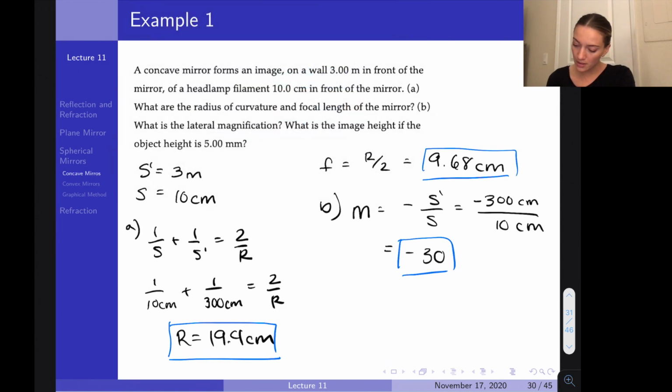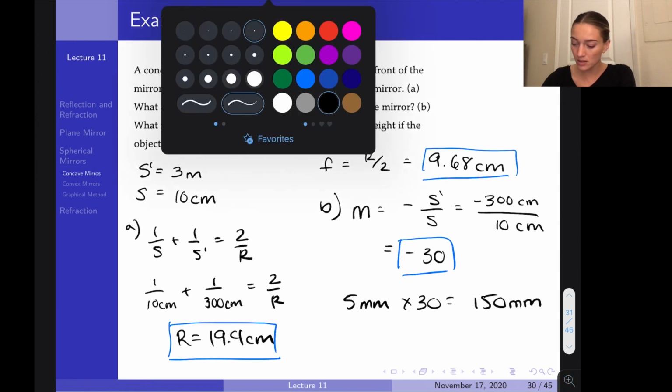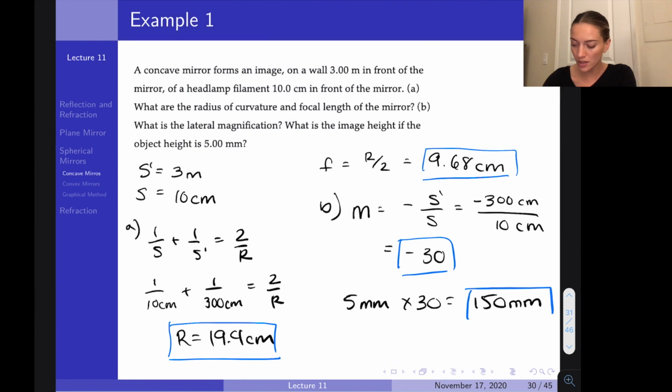So then, what is the lateral magnification? What is the image height if the object height is 5 millimeters? The actual object we're looking at is 5 millimeters, but we know that it's magnified 30 times. We said it's 30 times as big. So we just multiply this by 30, and we get 150 millimeters. And then it's inverted, it's upside down. Okay, so that's our first example.